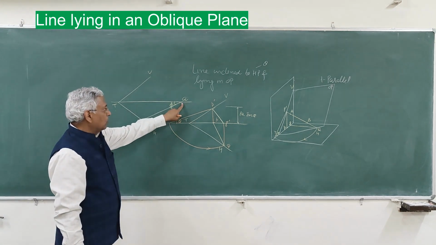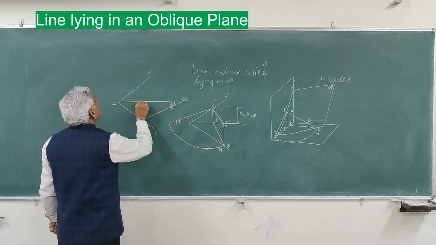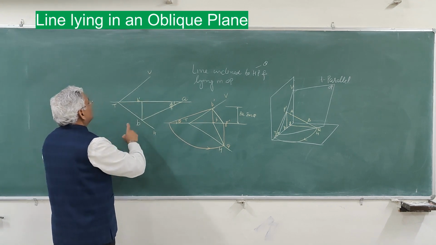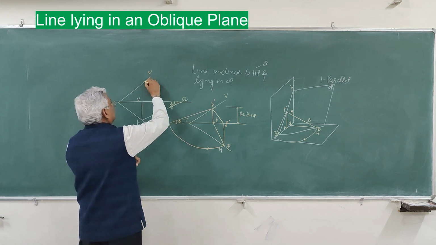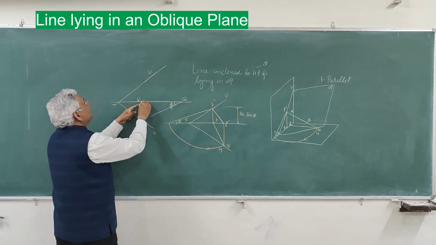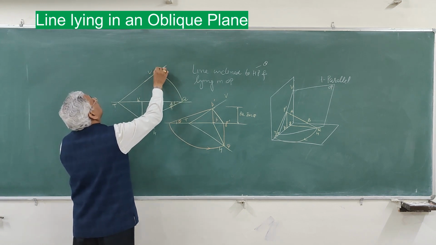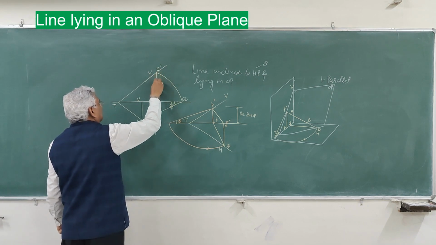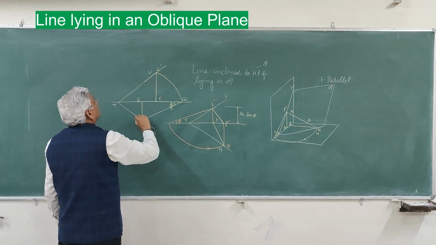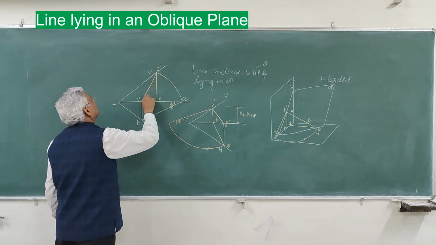This is the point in the ground line, this is the point in the horizontal plane. Its elevation will be here, B dash. Okay, now you rotate this A and bring it to the vertical trace. So about B dash, you rotate this point and bring it here. Let us say C. Okay, this is C dash, and this is the plan C. This will be the plan and elevation of the line.